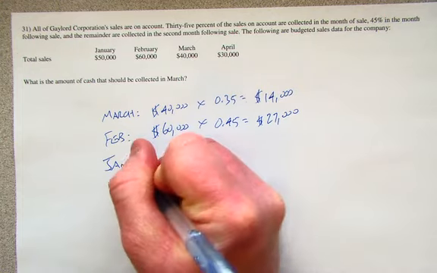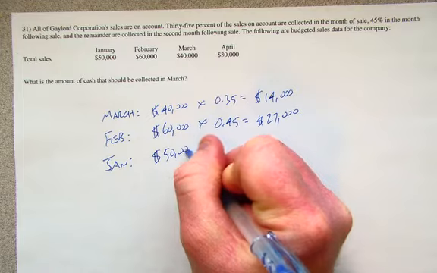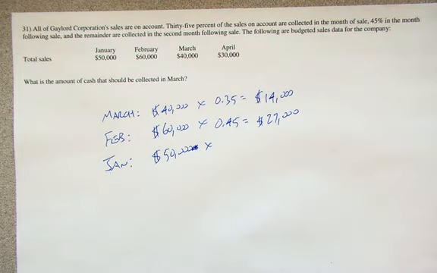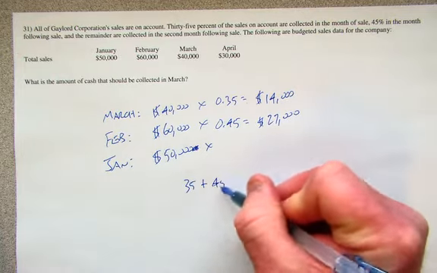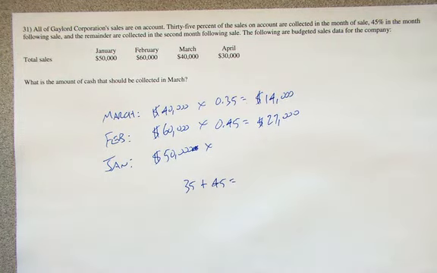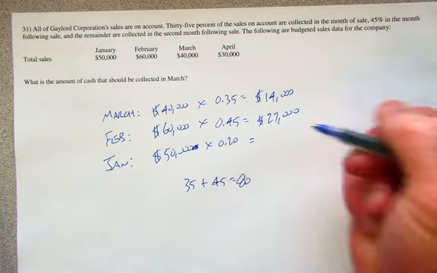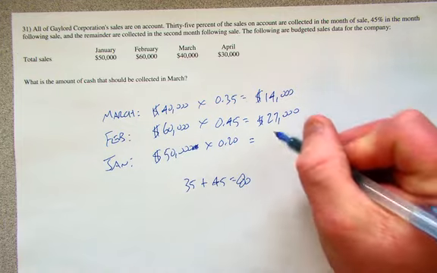Finally, some of January's sales will also be collected during the month of March. Let's take a look at this. 35% get collected in the month of sale, 45% in the second month. That adds up to 80%. That must mean that 20% gets collected in the second month after the sale. 50,000 times 0.2 is $10,000.